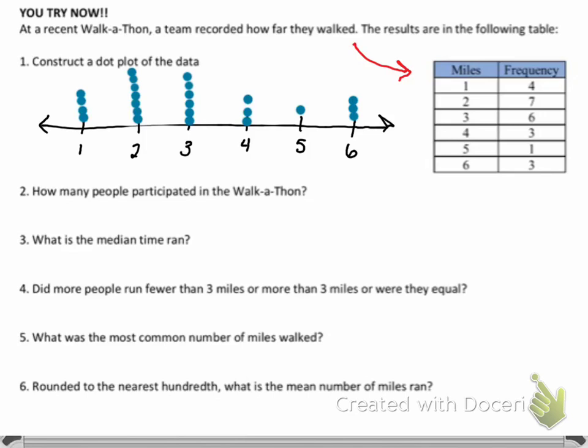Number 2 says, how many people participated in the walkathon? You could do one of 2 things. You could count all your dots, so you can add up all the frequency, and that would be 24.